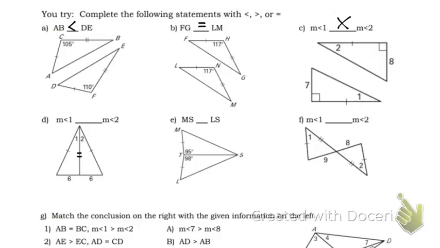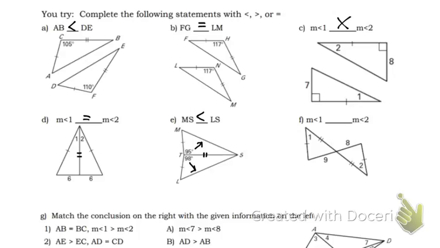We're going to see that 6 is equal to 6, so measure of angle 1 must be equal to measure of angle 2. Our next one, again, we have 2 marked sides that are congruent, and we have the shared side. And then we look at 95 and 98. The side opposite 98 must be the bigger one. That is LS, so we're going to have MS is smaller than LS.